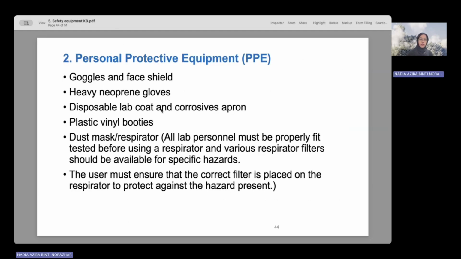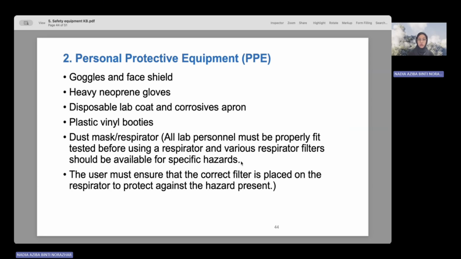Next is PPE. This is the one that we have discussed earlier. It has to consist of goggles and face shield, heavy neoprene gloves, disposable lab coat and corrosive apron, plastic vinyl booties, dust mask or respirator, where all lab personnel must be properly fit tested before using a respirator, and various respirator filters should be available for specific hazards.